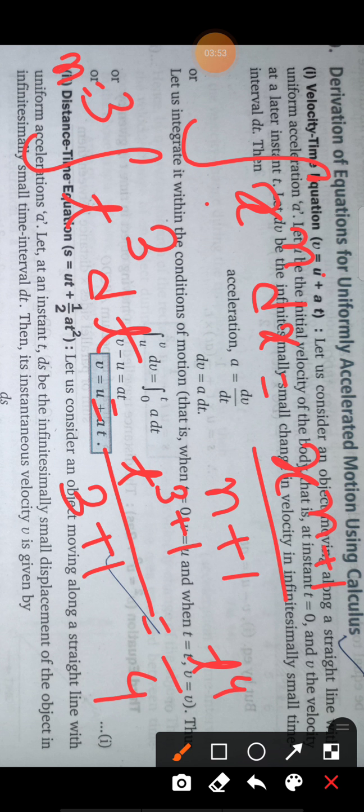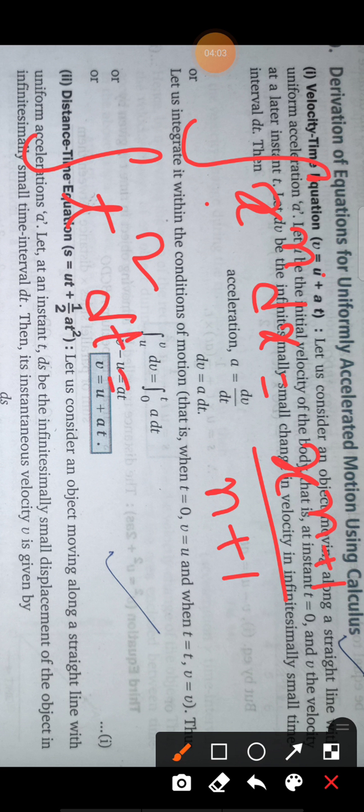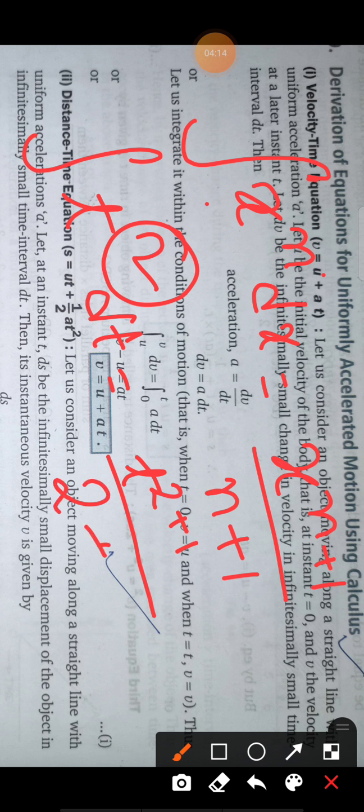Correct. So I am giving you another example. Suppose you have to integrate t square dt. Again the formula is t to the power n plus 1 divided by n plus 1. Here n is 2. So t to the power 2 plus 1 divided by 2 plus 1, that means t cube by 3. So in this way you have to integrate.